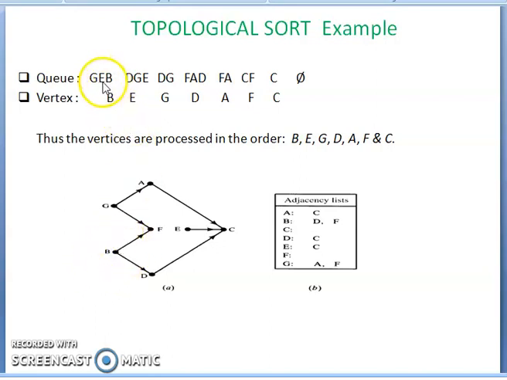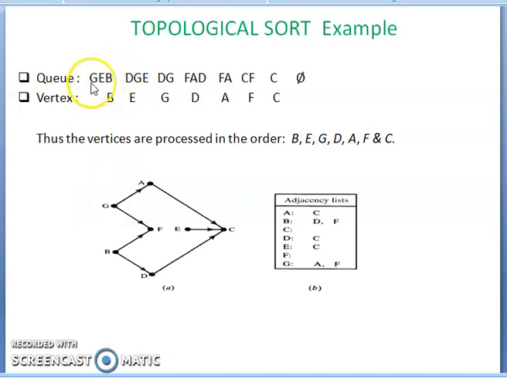The second one is E. For this there is no incoming edge. And the third one is G. There is no incoming edge. So just find the vertices with in-degree 0: B, E, G in order. Add B into the Q, then E and G.